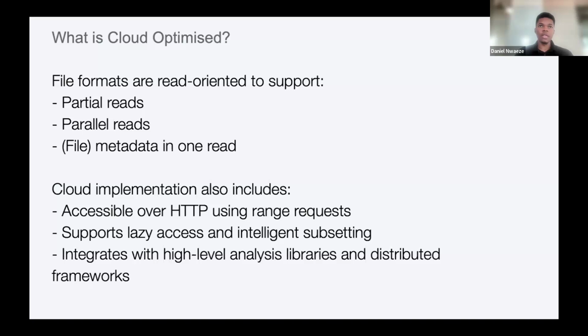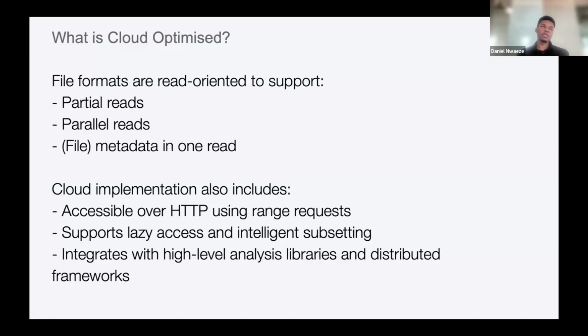You don't need to, unlike traditional data sets where you need to load up all of the data sets to get just one section, even if the section you want to read is very little. You need to download or load every single part of it. But with cloud optimized, you can just fetch the portions of data that you want to read. It also uses parallel reads where it can read multiple at once. And file metadata in one read.